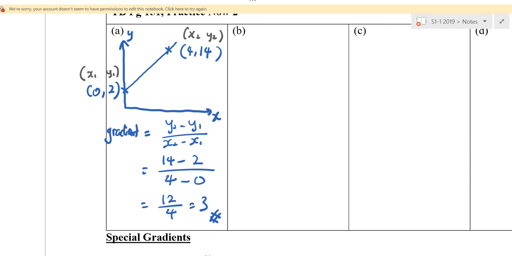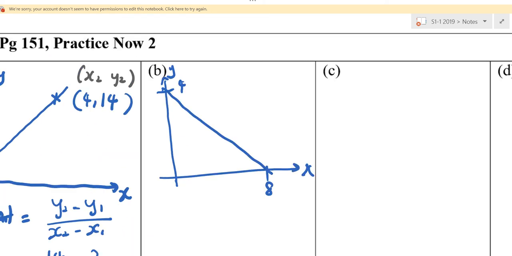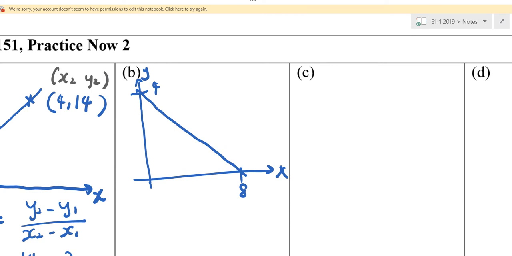Now I don't write down the x1, y1. I want you all to try. But before that, let me draw the picture for you. Now it's coming down. Okay, can you try now how to calculate this gradient? If I am kind enough to include the y-intercept as 4, are you able to tell me this coordinate? What is this coordinate? Coordinate means something comma something.